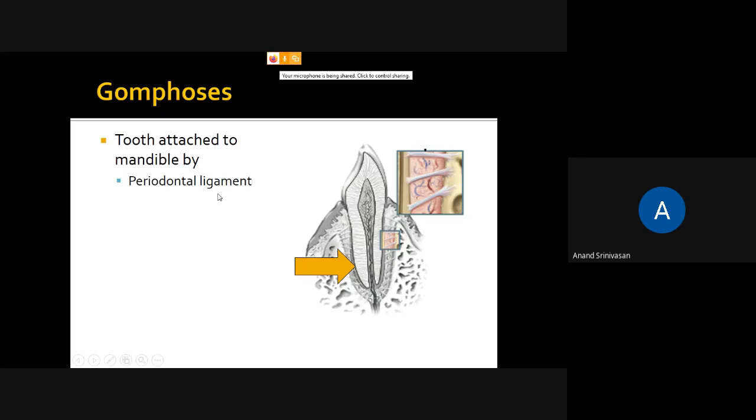These are called the periodontal ligament. This joint, the periodontal ligament and the connective tissues which keep the teeth in the mandible, is called gomphosis. So gomphosis is also a type of fibrous joint, found in the lower jaw, the mandible, and it unites the teeth with the mandible by means of the periodontal ligament.